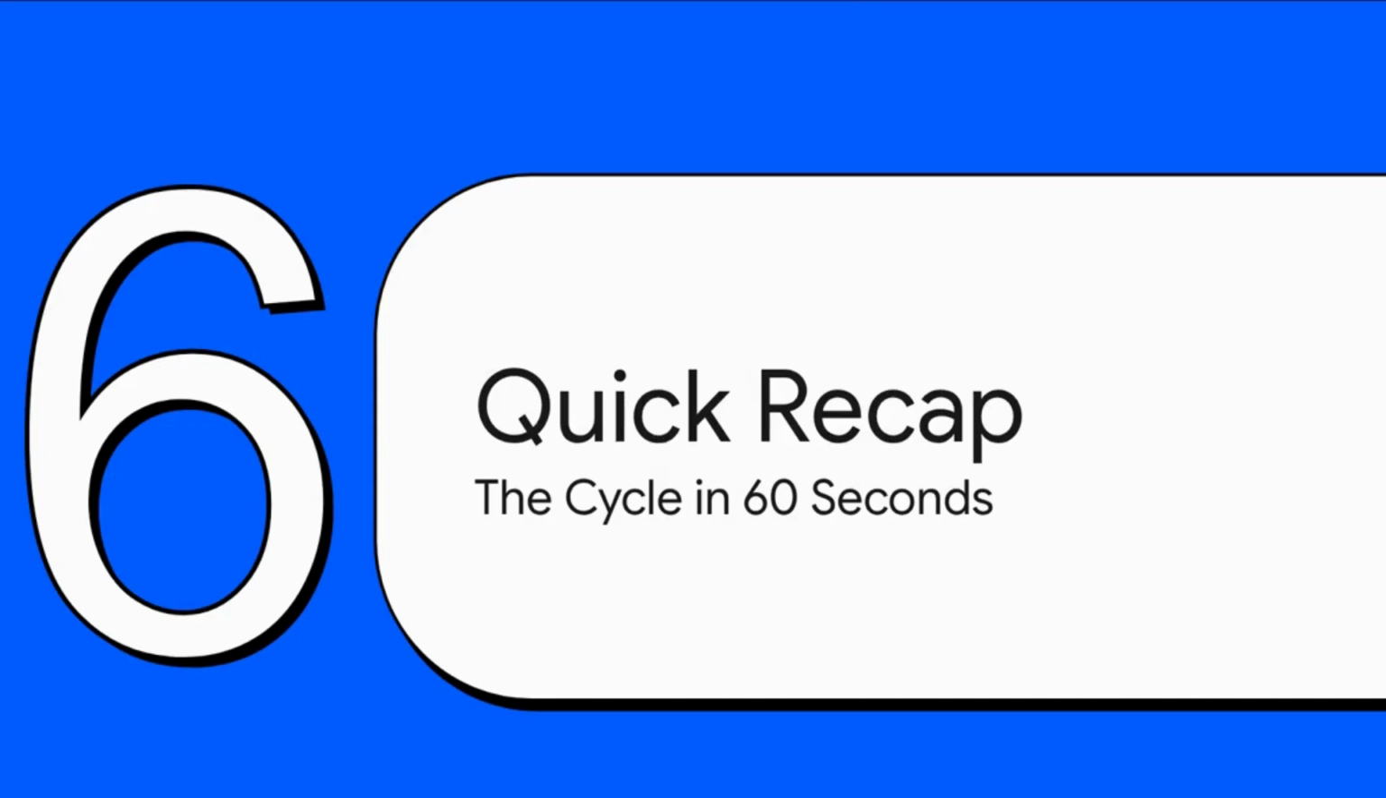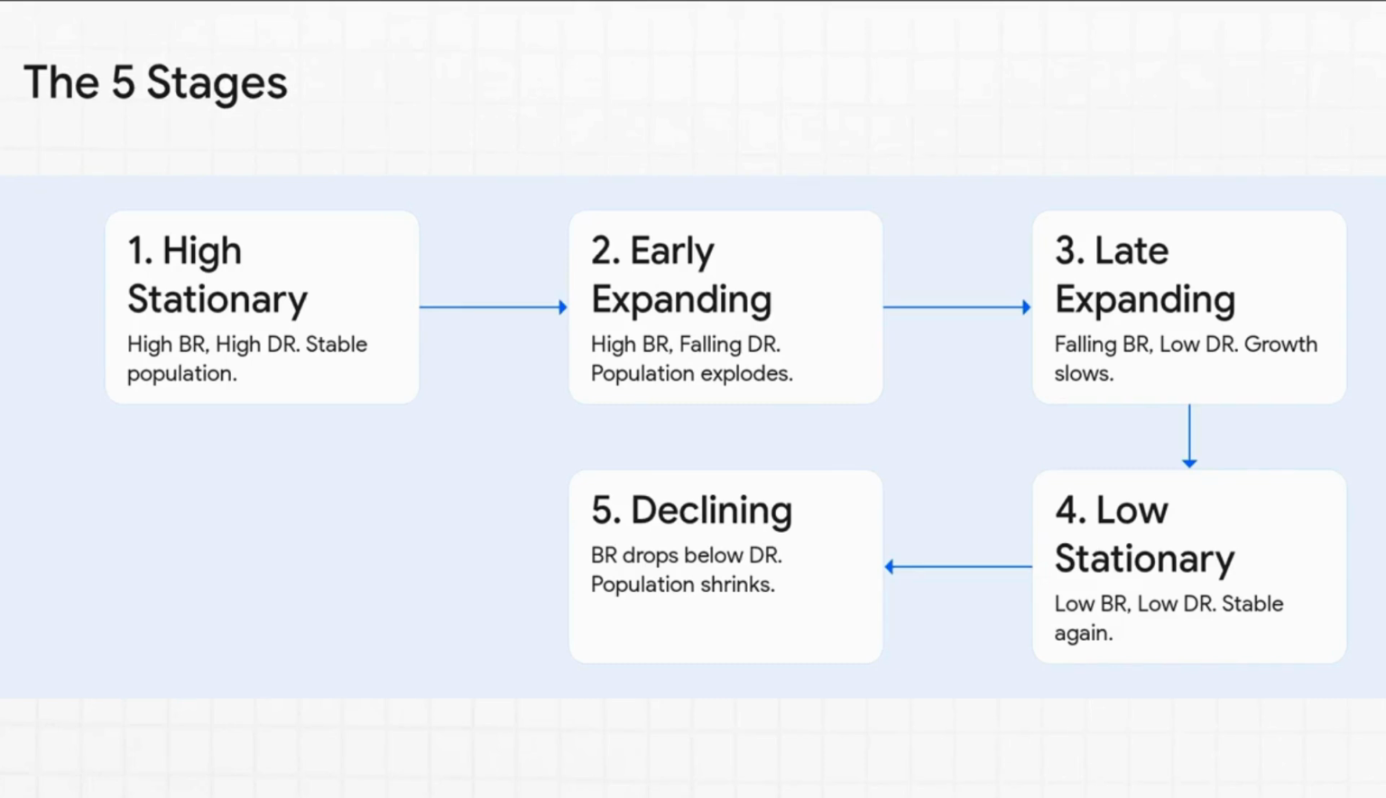Whoa, okay, that was a ton of information. So let's do a lightning-fast recap to really lock this in for your exams. You ready? Let's do it in 60 seconds. Okay, let's lock this in. Stage 1, high, population is stable. Stage 2, high falling, population explodes. Stage 3, falling low, growth starts to slow.